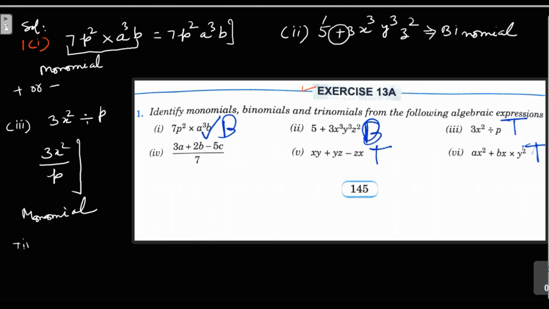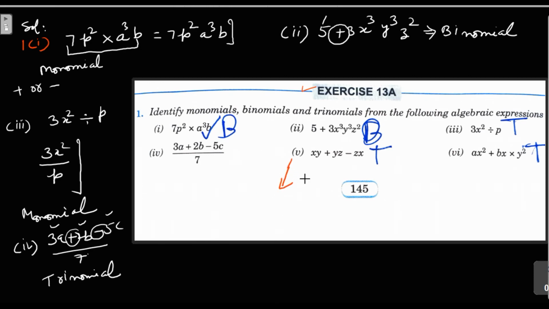Now we will move on to the fourth: 3a plus 2b minus 5c upon 7. Here three terms are separated with plus and minus signs. So 1, 2, 3, it is a trinomial, right students.